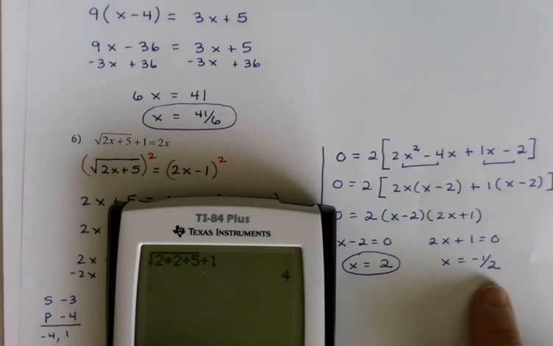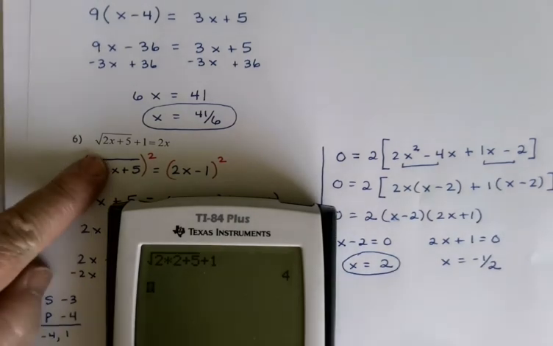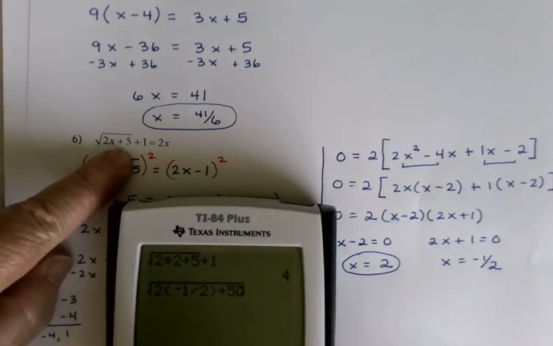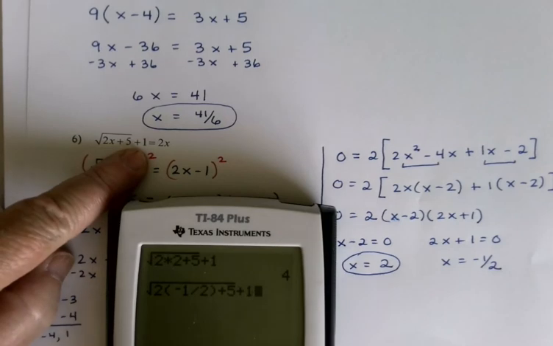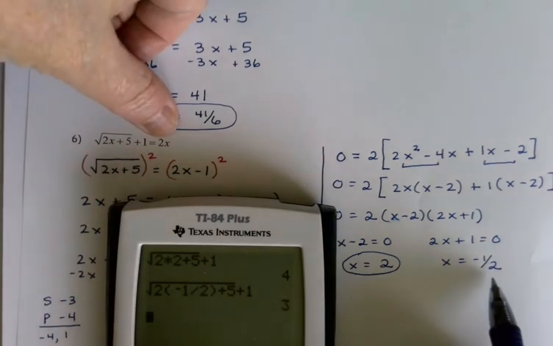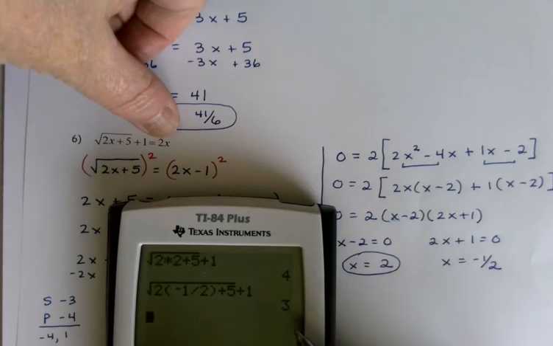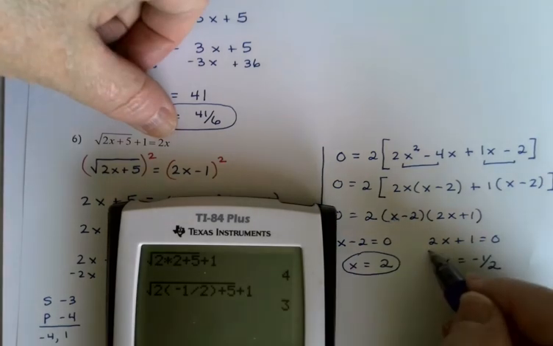What about the negative 1/2? Square root of 2 times negative 1/2 plus 5 plus 1 is 3. But 2 times negative 1/2 would be negative 1, not 3. So this one does not work.